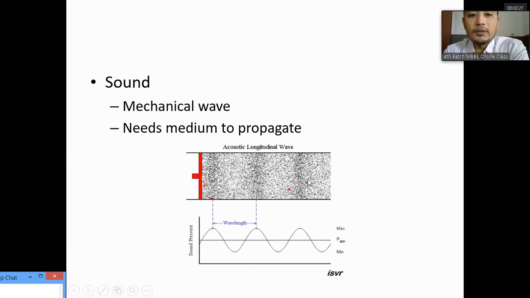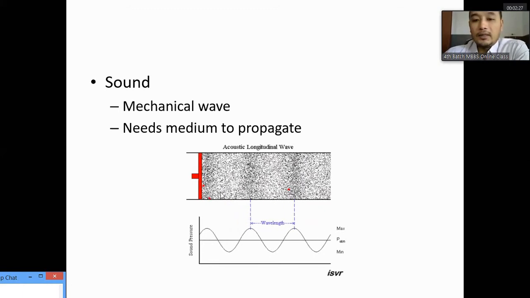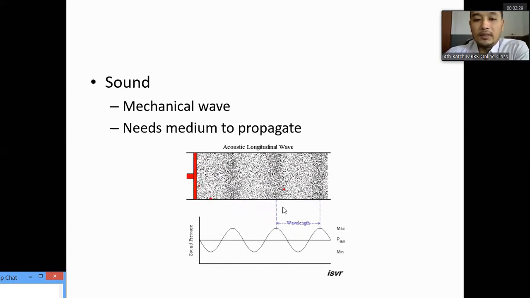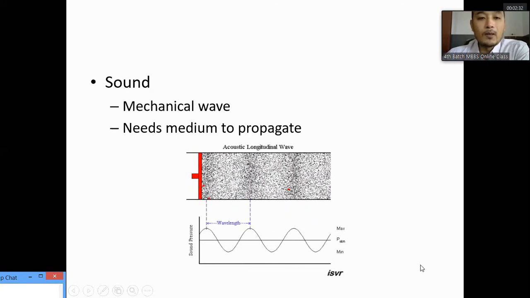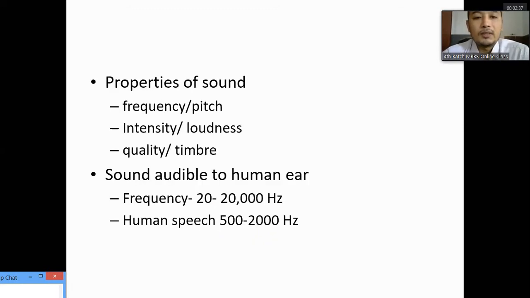Now, sound, as you know, is a mechanical wave and it needs a medium to propagate. It's vibration of particles and can be depicted as a sine wave. In the last class, we learned about the properties of sound: subjective and perceptive properties, frequency, pitch, intensity, loudness, quality, timbre, complexity, and the range. The human ear's range is 20 to 20,000 hertz, and human speech is generally within the range of 500 to 2000 hertz.